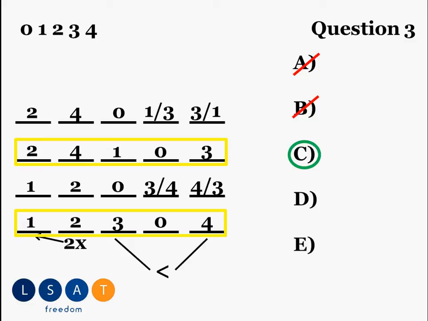D, 3 is in that fifth spot. That's incorrect because that obviously is not in the fifth spot for both templates. It's only in the fifth spot for the top one. And then E is also incorrect because 1 is not in that fifth spot in either template. So C is the correct answer for question 3.